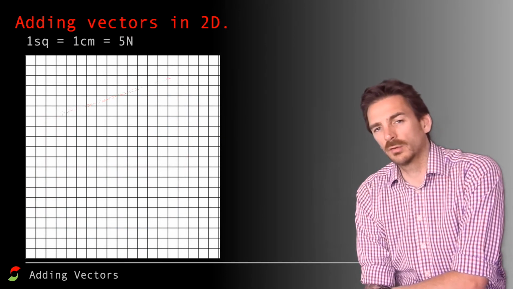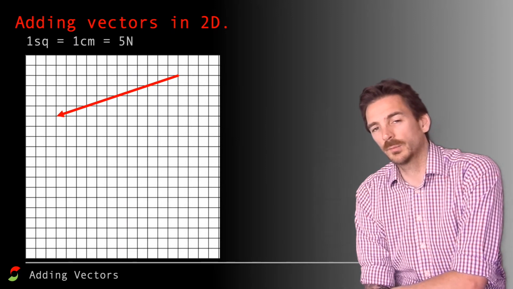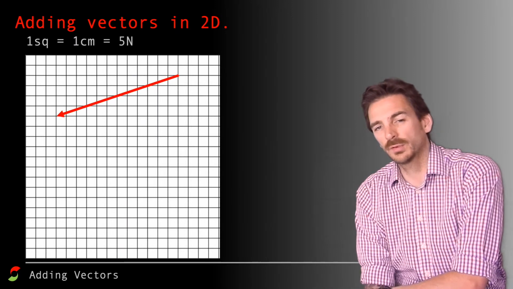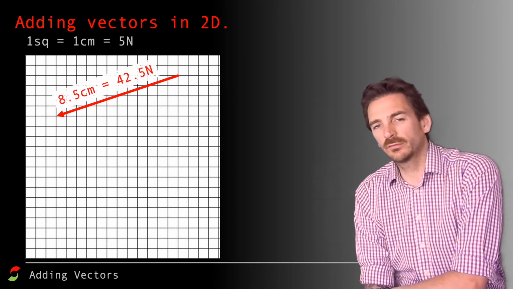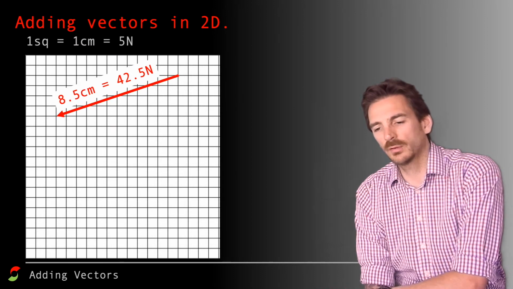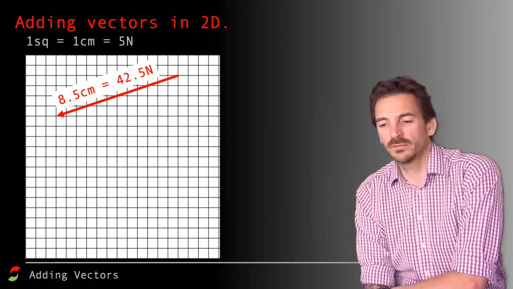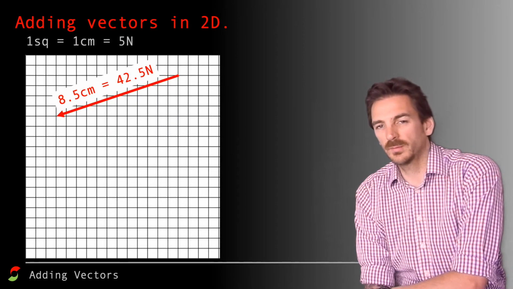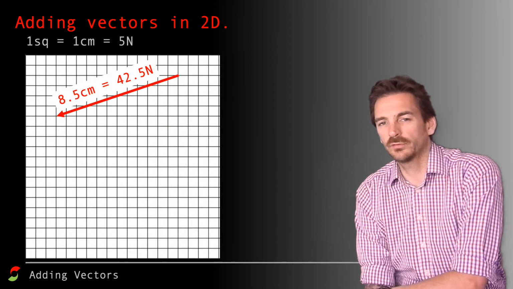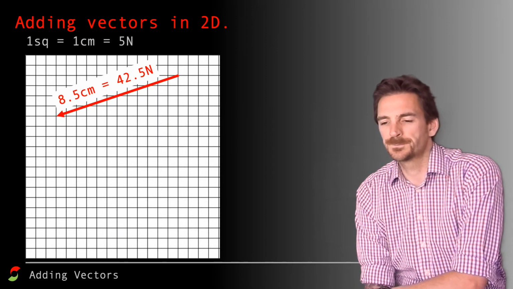So let's have a look at another example. Slightly different. We're going to have the origin in a different position. So we're going to look at this vector. We're going to measure the length of it. We change the scale though, so be careful of that. So 8.5 centimetres, but the scale is 1 centimetre, which represents 5 newtons. So 8.5 centimetres is the equivalent to 42.5 newtons.